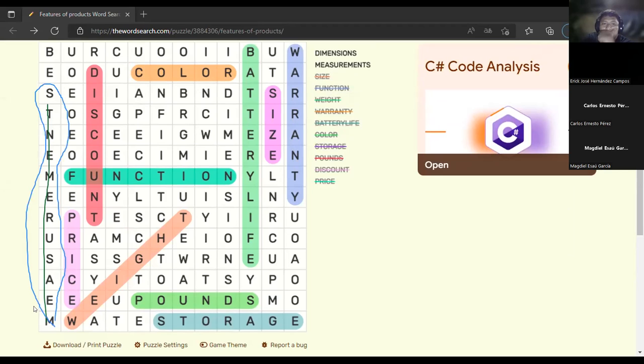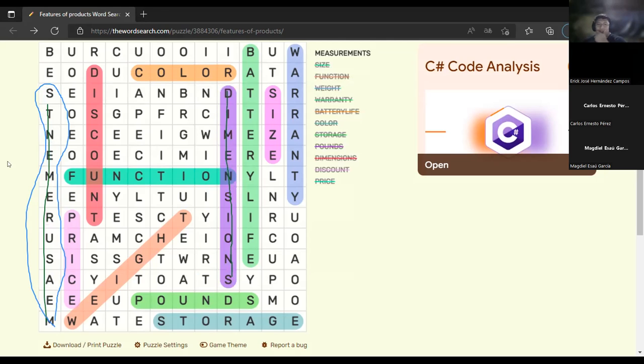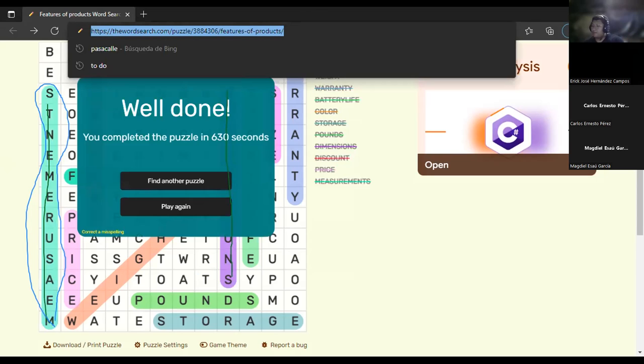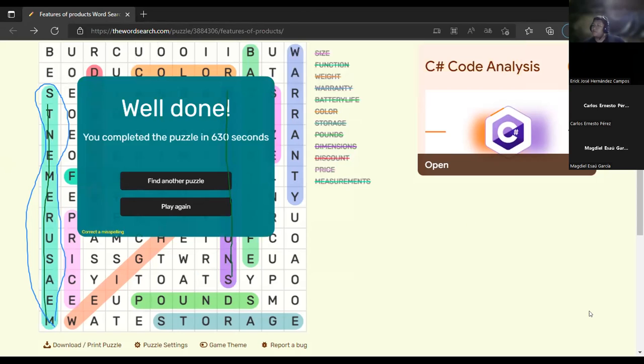Ya lo vio, no. Sí, solo si measurements. Ajá, horizontalmente en la novena fila, en la tercera línea. Oh, okay. Verticalmente. There you are. Ah, estaba al revés también. Ajá. Nice. Ese me lo voy a guardar. Okay, but very good job.